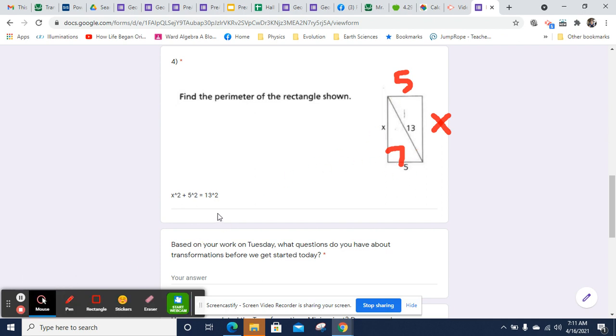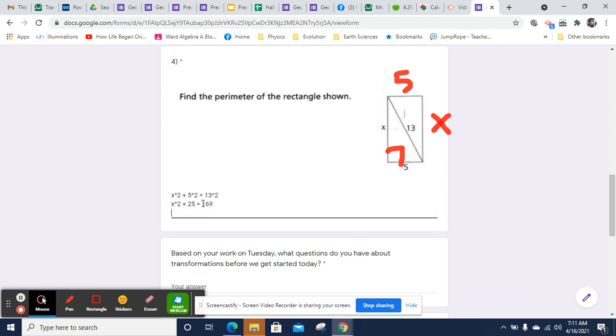Sometimes a common mistake is just to grab the numbers, square them, and add them together. Don't be a robot. We want to make sure we're adding the right things together. So x squared is just x squared, and then plus 5 squared is 25, and that's going to equal 13 squared, which is 169. And then we're going to subtract 25 from both sides. So 169 minus 25 is going to equal 144.